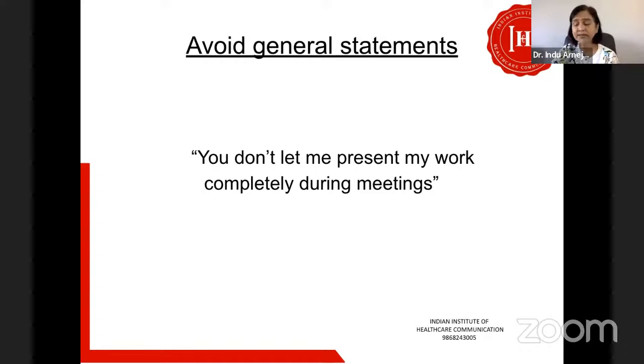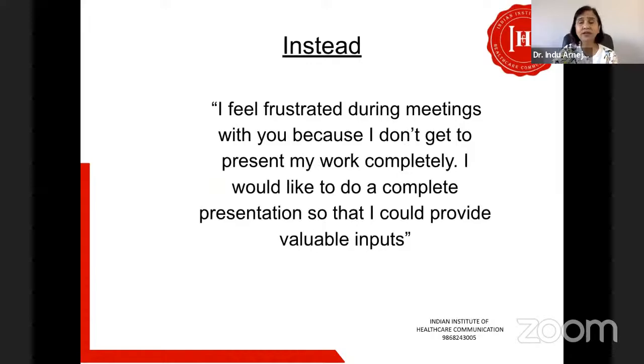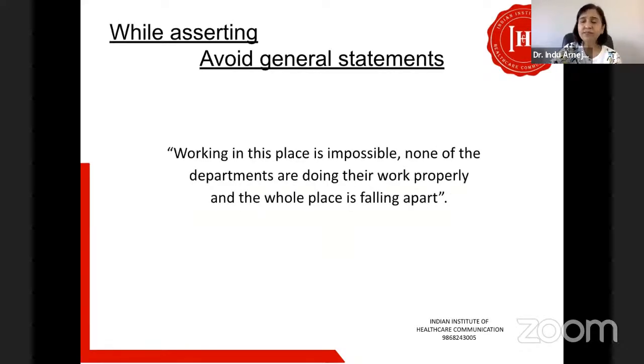Or when sometimes we say in anger, you don't let me present my work completely during meetings. You interrupt and you take the lead and you just start talking and you don't let me complete. So again, instead of saying this, if you say, I feel frustrated during meetings with you because you don't let me present my work. I would like to do a complete presentation so that I could provide my valuable inputs. After my presentation, you can give your point of view, but I request you to allow me to complete my presentation.